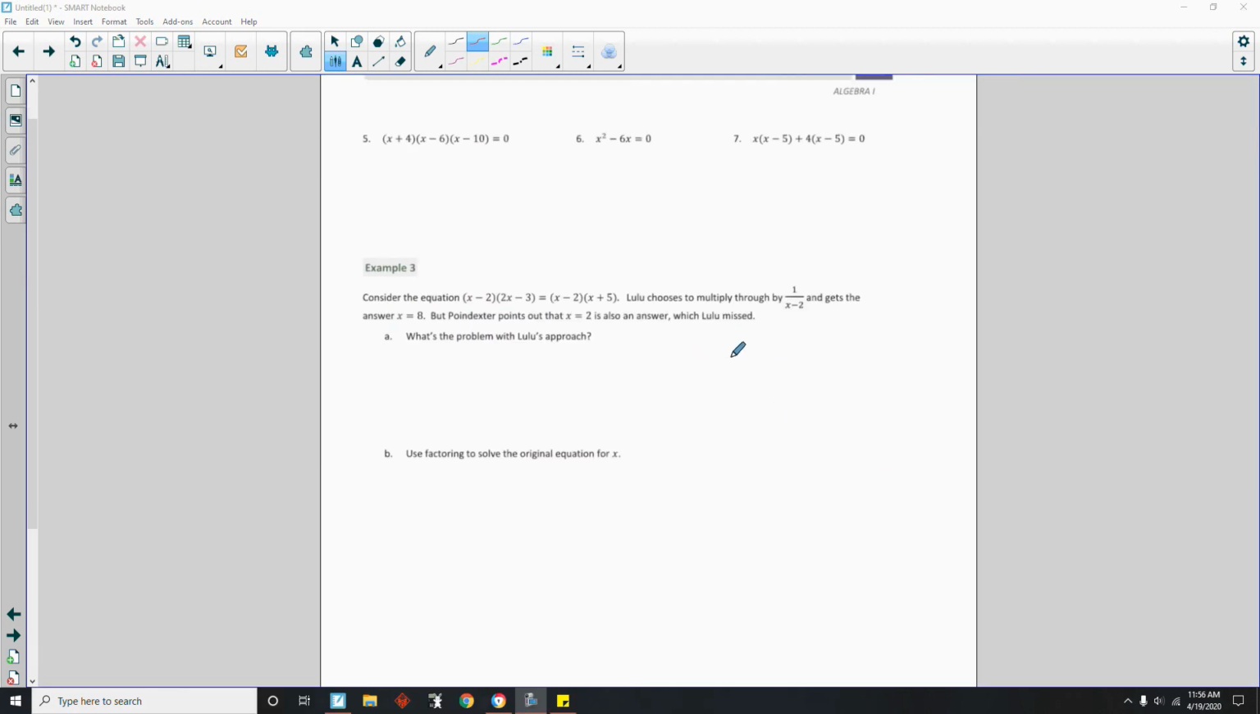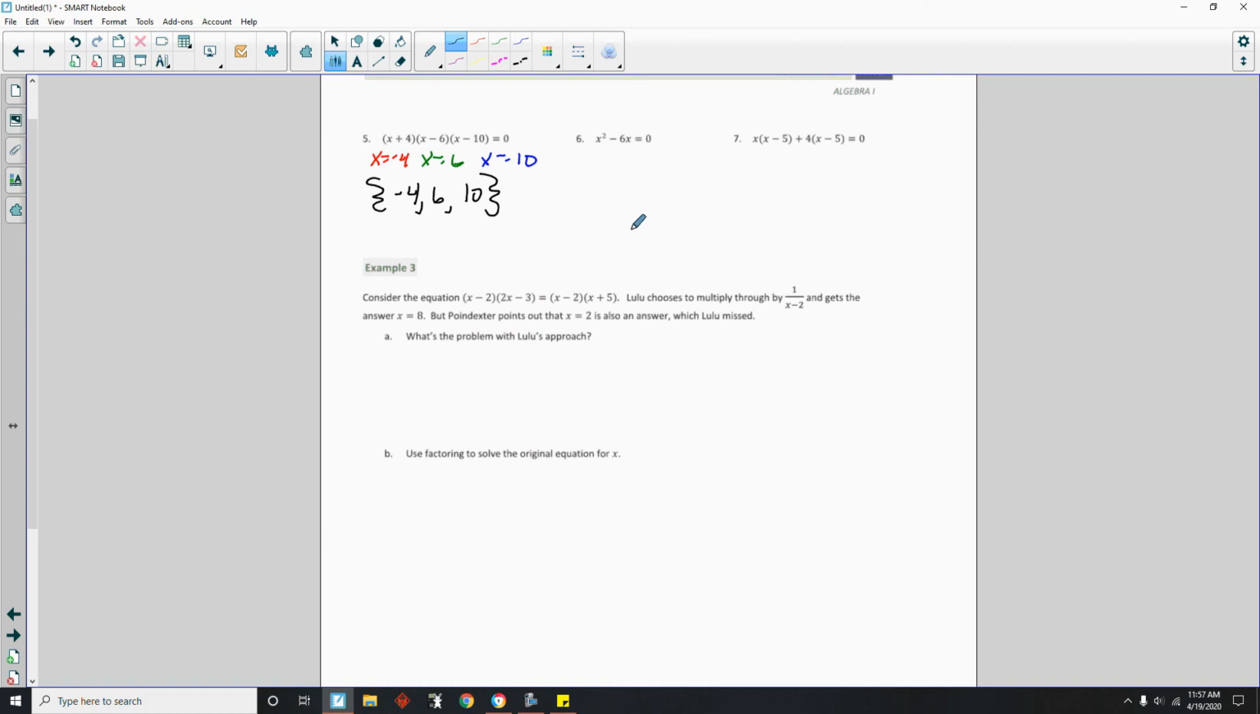Okay, page 3 brings us to 3 more examples. Pause the video, see if you can do these 3. Come back and see how you did. Okay, so I'm going to go through these fairly quickly. When they're already factored out, the solution is the opposite sign of what's in there if there's no leading coefficient. So x plus 4, x equals negative 4. x minus 6, x equals positive 6. And x minus 10, x would equal positive 10. So my solution set is -4, 6, 10.